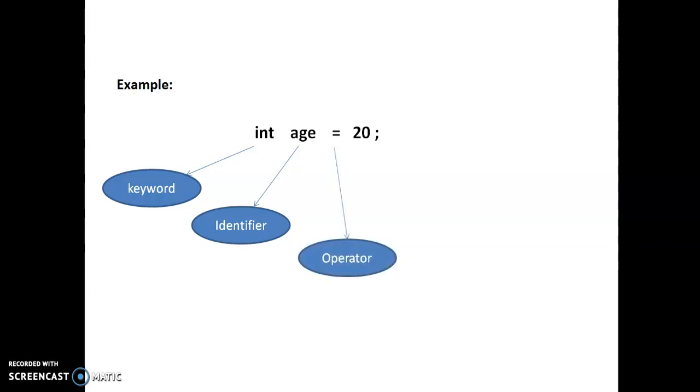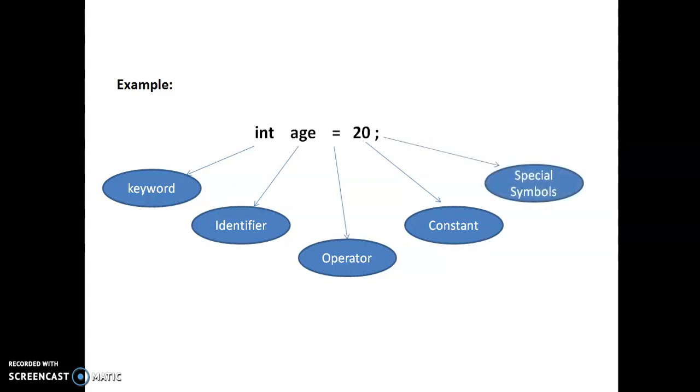Equal to is an operator. And 20 comes under constant category. 20 is a constant value. And the next one, last one, semicolon. Semicolon. Similarly, the white spaces between int, age, equal to and 20, that white space also comes under special symbols. So likewise, a C programming statement is formed using various types of tokens.